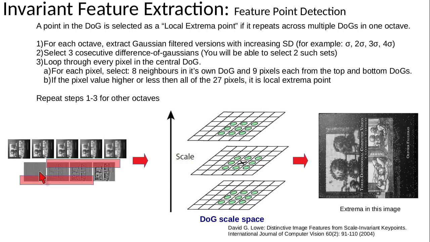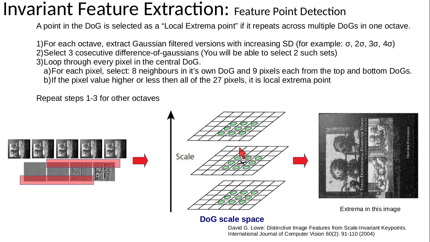Let us assume that in one iteration we selected these 3 difference of Gaussians. We are going to zoom into these 3 difference of Gaussians and arrange them in the following way. This DOG image is placed here for clarity. This DOG image is placed here, and this DOG image has been placed here. Now we loop through every pixel in this DOG image. So for instance, we loop through each pixel here.